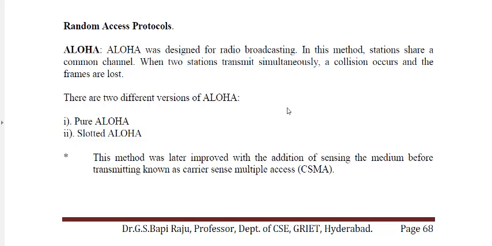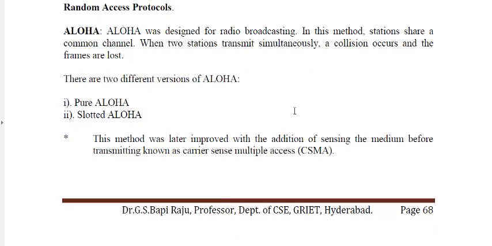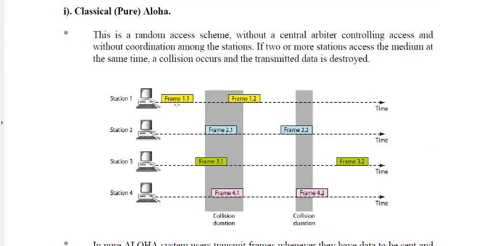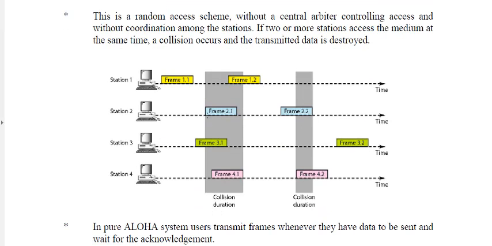So as I said, Aloha. Aloha is basically designed for radio broadcasting. In this method, stations share a common channel, and when two stations transmit simultaneously, a collision occurs and the frames are lost. So we have two different categories: pure Aloha and slotted Aloha. Pure Aloha means any station can send a frame at any time through the channel. So definitely this may lead to some sort of collision.